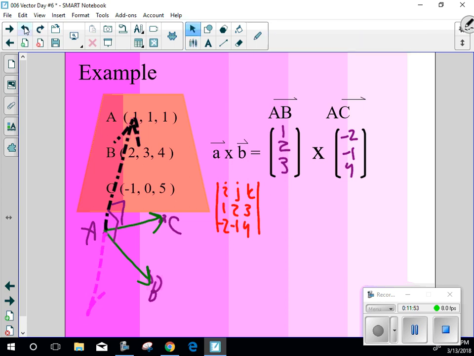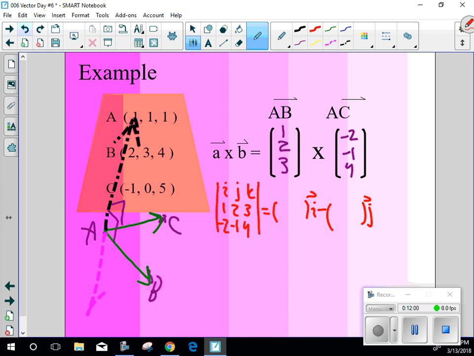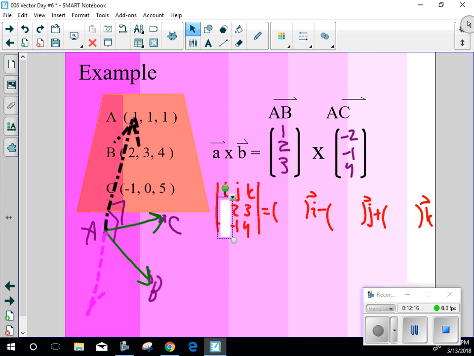Okay? So the way I like to do it is I like to put my parentheses I minus parentheses J plus parentheses K. And then if you don't mind, I'm going to take the time to make my little rectangle that covers these up. And we're ready. 2 times 4 is 8 minus a -3. What's 8 minus a -3? 11, right?